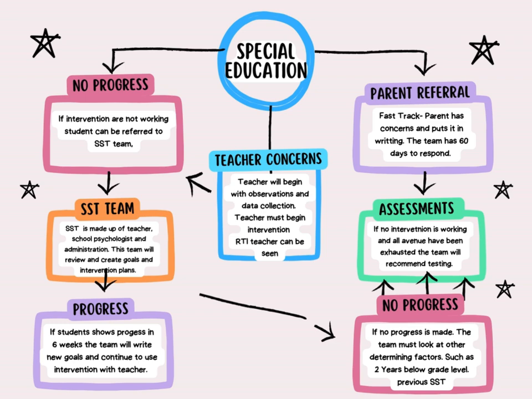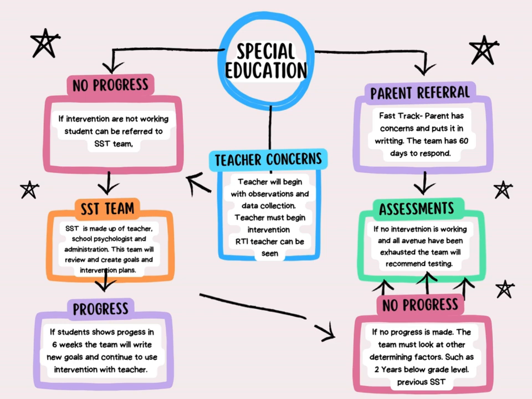The top section says parent referral. So that is actually a fast track. Another way to get assessed for special education is through a parent concern. The parent can present their concerns through a written statement that they turn into the office and state that they want their child assessed for whatever reason they do.